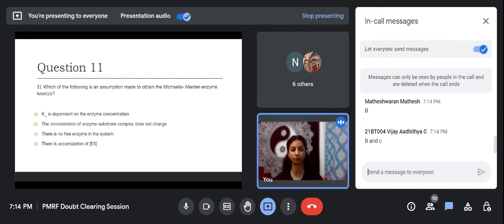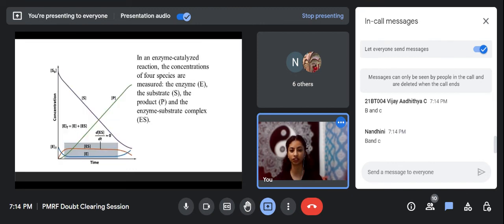Any other answer? B and C, right? So the answer is B. So the concentration of the enzyme substrate complex does not change.